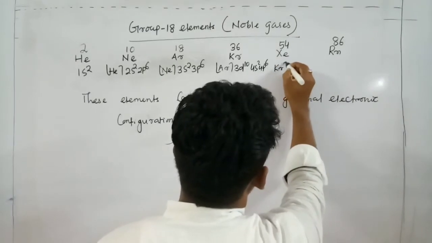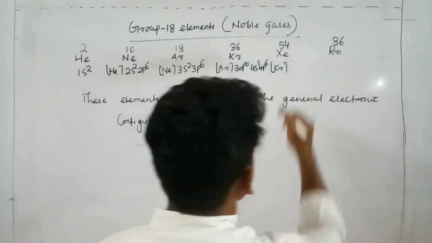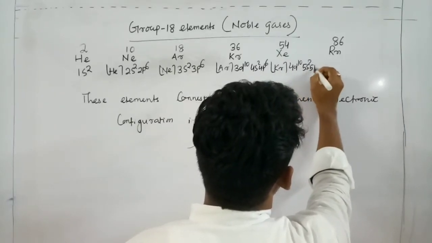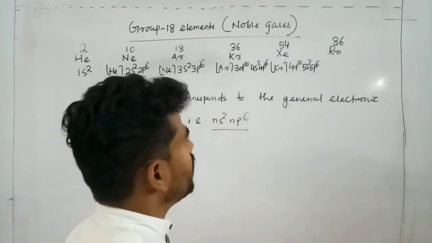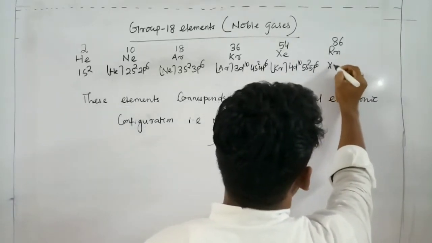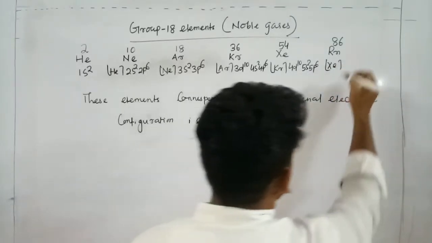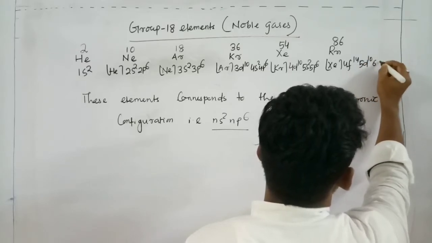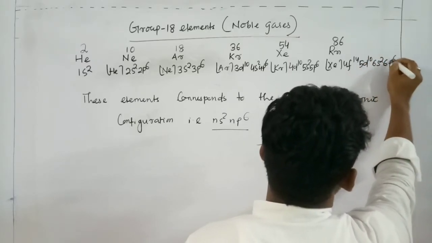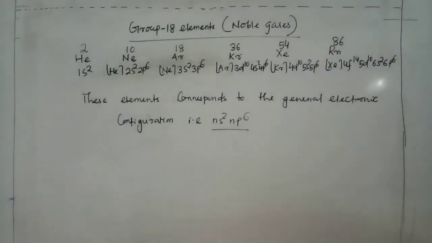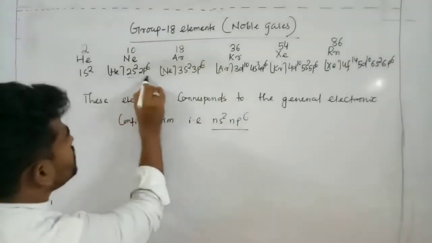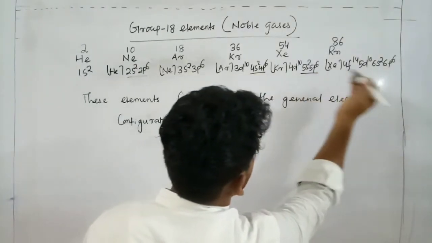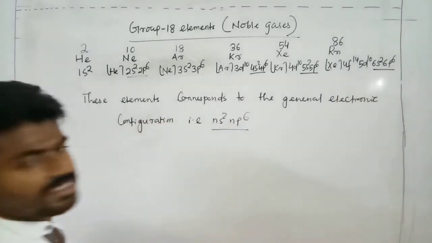Next, that is xenon. After krypton you are getting 4d10, 5s2, 5p6, and the final one, radon, after xenon, the configuration will be 4f14, 5d10, 6s2, 6p6. Now we just focus on their valence shell configuration, which is in the form of ns2np6.